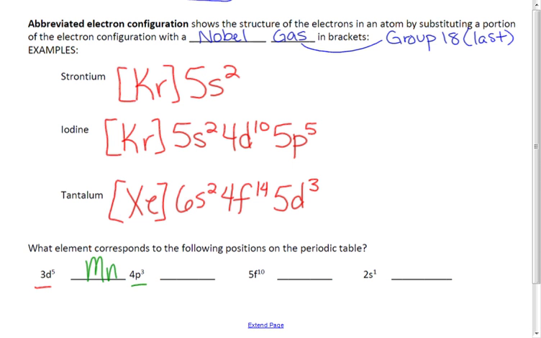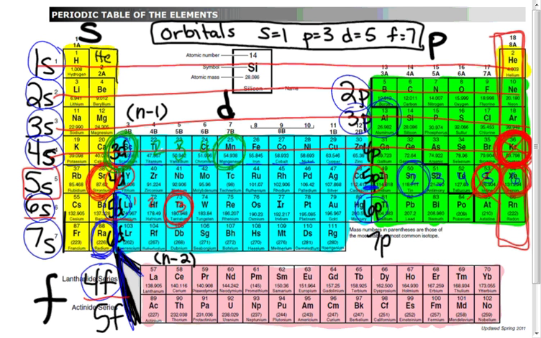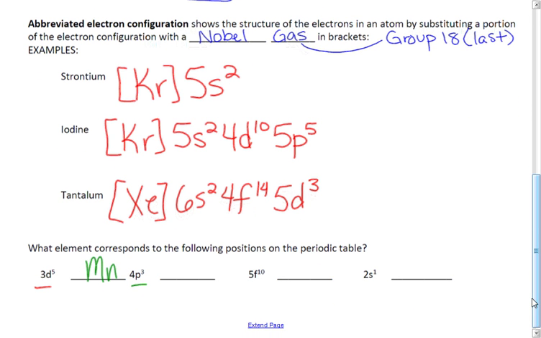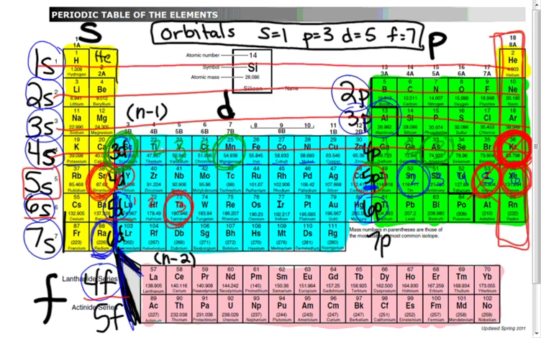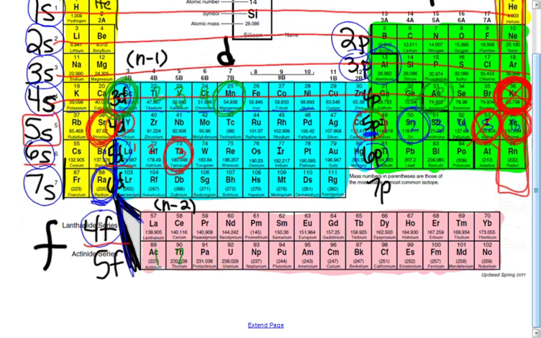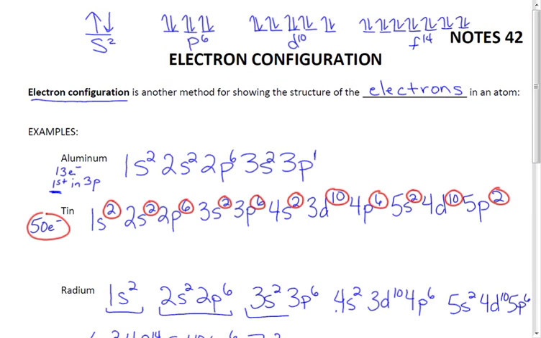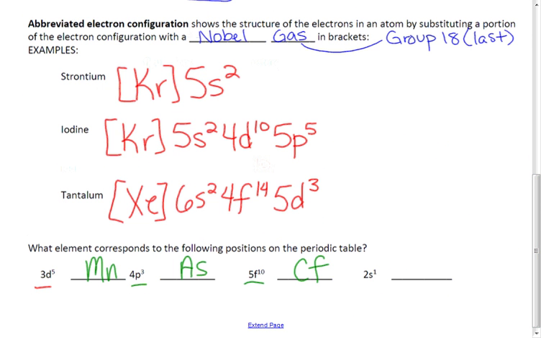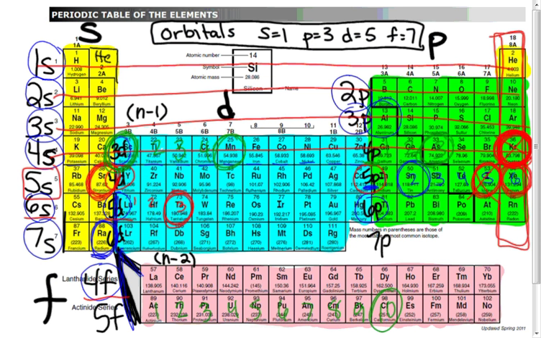4p3, we go to 4p, the fourth row. P block's over here on the right. We've got 1, 2, 3. Arsenic. 5f10. So we go to 5f down at the bottom. We've got 1, 2, 3, 4, 5, 6, 7, 8, 9, 10. Californium. So we can fill in Cf. Okay. Last one, 2s1. 2s, right up here. First element, lithium.